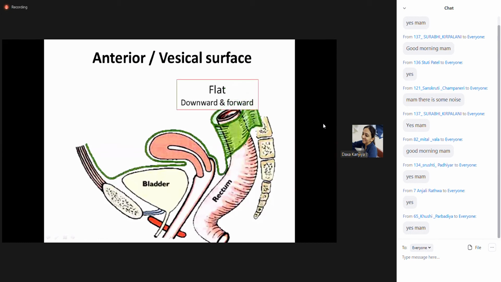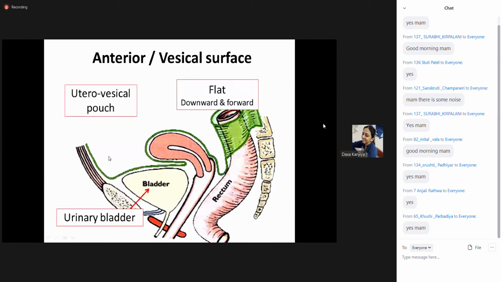Right? So the anterior surface is flat and it extends downward and forward in its anatomical position, and it is related with the upper surface of urinary bladder. See, this is the upper surface of urinary bladder. Now one peritoneal pouch which lies in between the upper surface of urinary bladder and anterior surface of uterus, that is uterovesical pouch of peritoneum. This is nothing but the reflection of peritoneum from the superior surface of urinary bladder to the anterior surface of uterus. So this is uterovesical pouch.